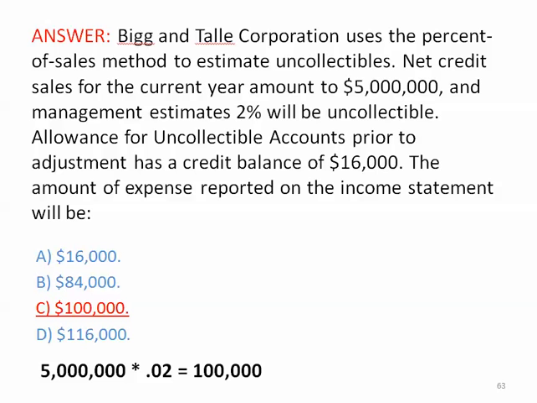It tells us in the very first sentence that we use the percent of sales method. The percent of sales method is the easiest method to use. We're going to take 2% times the credit sales. That's it. So that's it on this question, and I'm done with this quick little presentation.